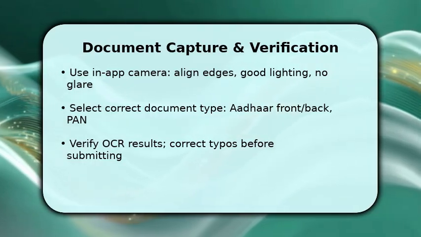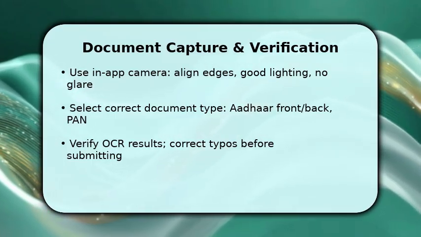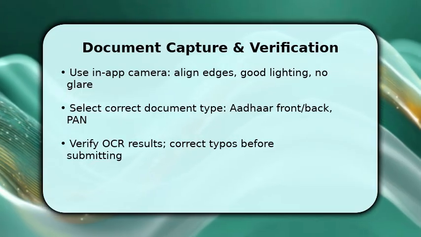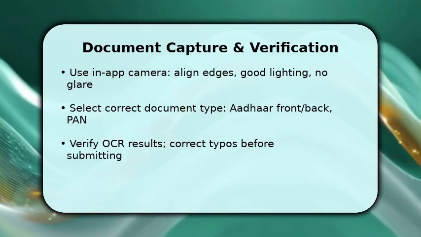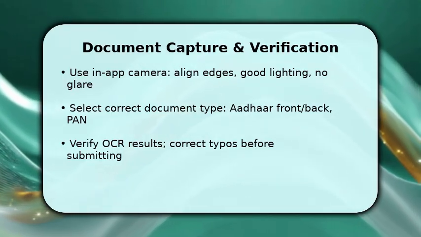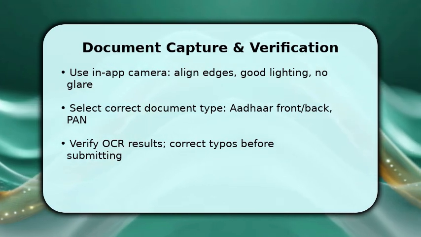Once the app extracts details, review the OCR results carefully and correct any typos or mismatches, which can slow approval. If biometric or eKYC is requested, follow the live instructions. This step proves identity in real time, reducing manual review and speeding final approval.